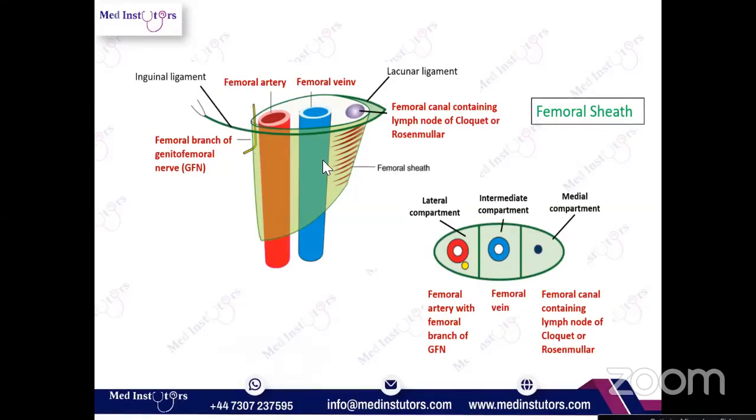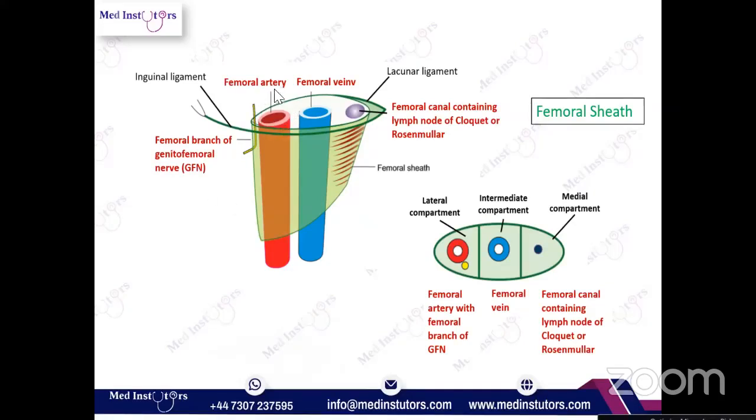So what are the contents of the femoral sheath then? We have the femoral artery, the femoral vein, and yes, we have lymph nodes. The most medial compartment, the femoral canal, contains lymph nodes, which are also known as the lymph nodes of Cloquet or Rosenmuller lymph nodes.